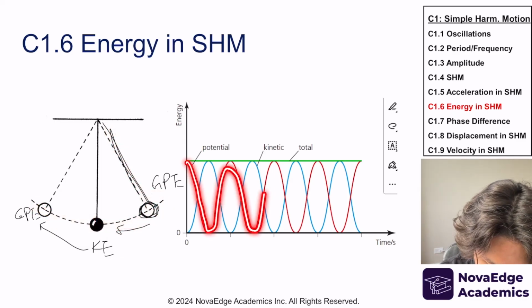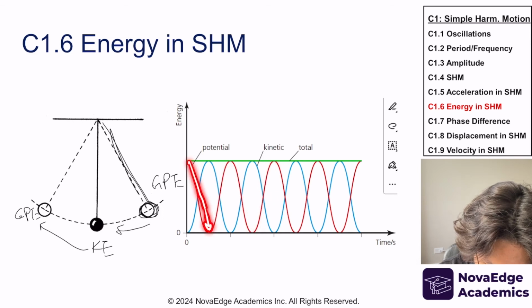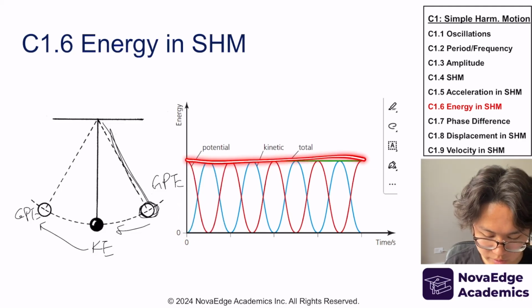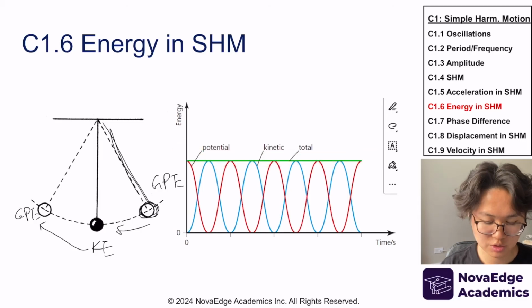As gravitational potential decreases, kinetic energy increases. As kinetic energy decreases, potential increases. And because there's a conservation of energy, the total energy remains the same. You're just converting from one form to the other.